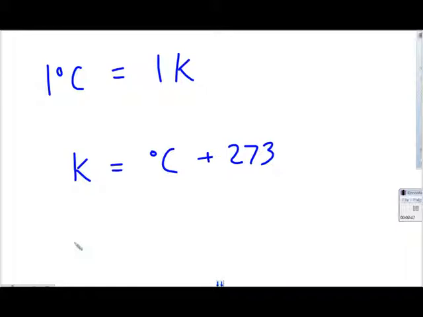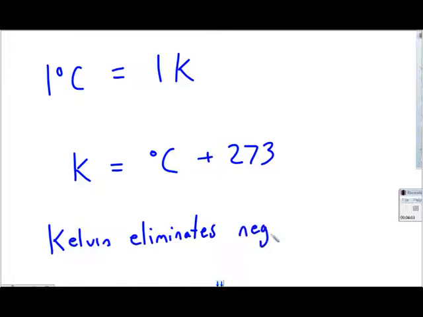Why is this beneficial to scientists? Kelvin eliminates negative temperature. So whenever we plug temperatures into our formula in Charles's law, which we'll learn about in lesson 6, if you had negative numbers, it would just create huge problems, and also the ratios aren't the same either. So we use Kelvin when dealing with gases and dealing with equations in chemistry class.